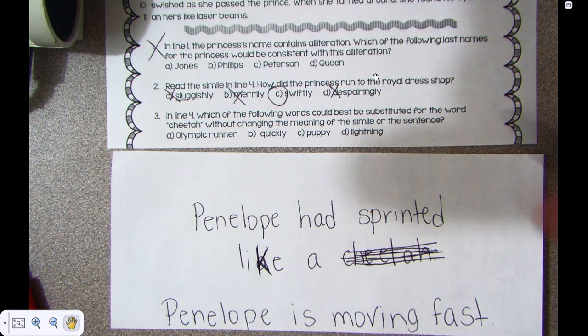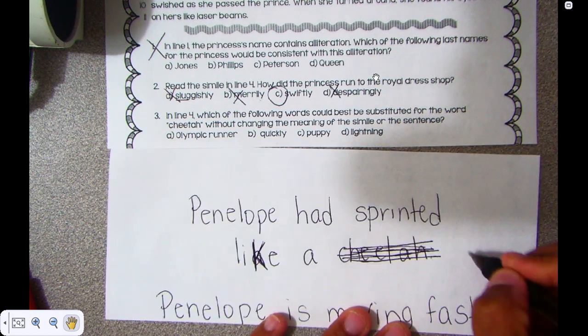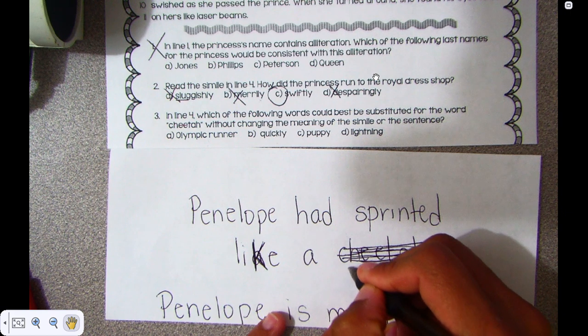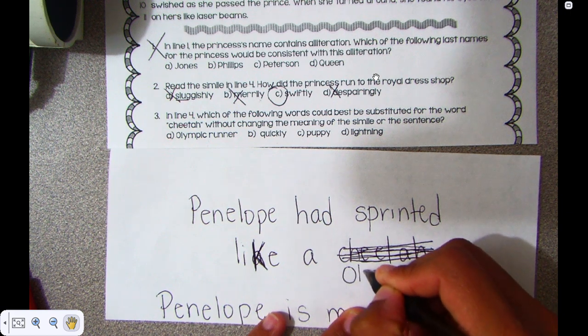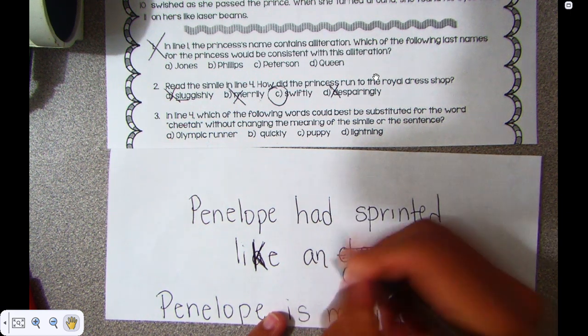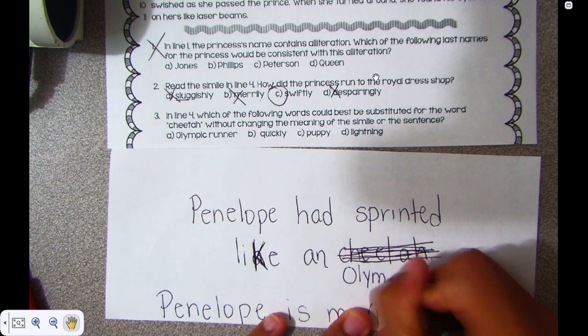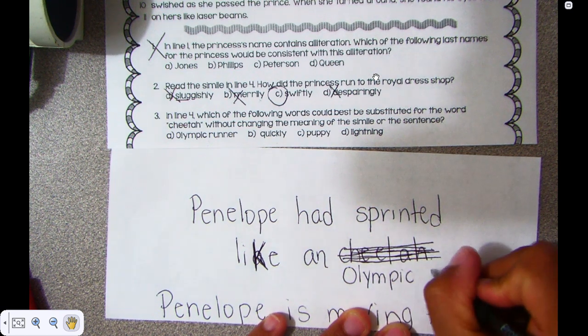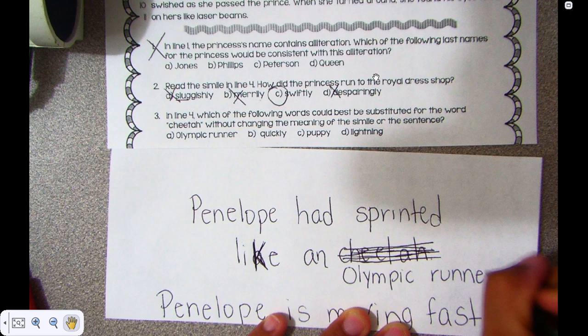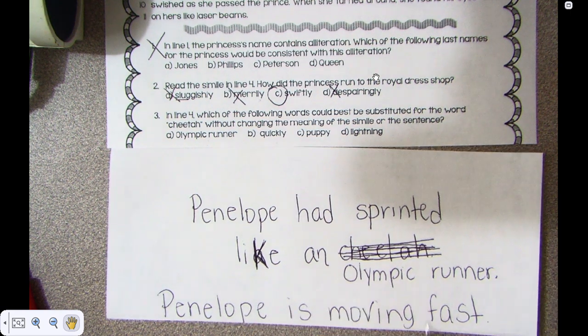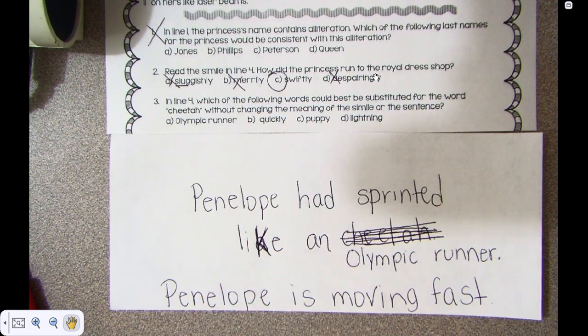No, that doesn't even really make sense, like a lightning. So I think the best choice, so let's write our new comparison, a, and we would actually say an now, Olympic runner. And that still lets me know she's got to be really fast. She's an Olympic runner.